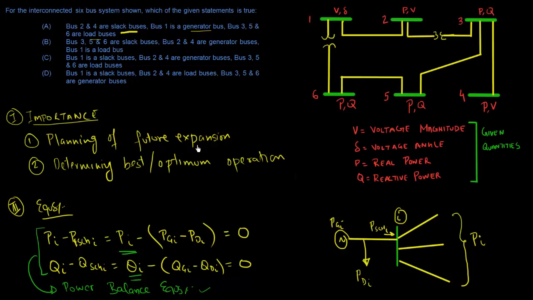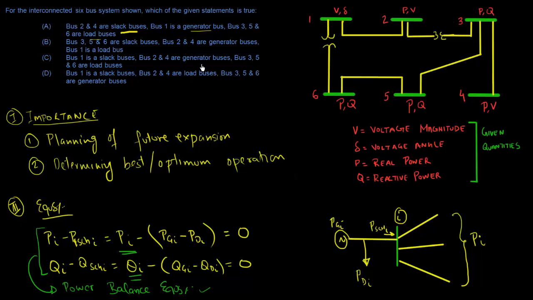So we know there's only one bus that can be defined as a slack bus. So bus 2 and 4 slack buses, this is not possible. 3, 5 and 6 are slack buses, this is again not possible. Bus 1 is a slack bus, bus 1 is a slack bus. So it has to be between option C and D. Let's go see bus 1. V and delta are given. So yes, this bus 1 is indeed a slack bus.